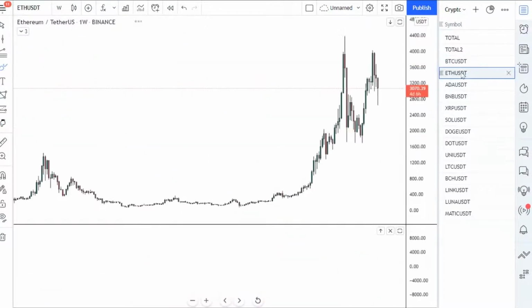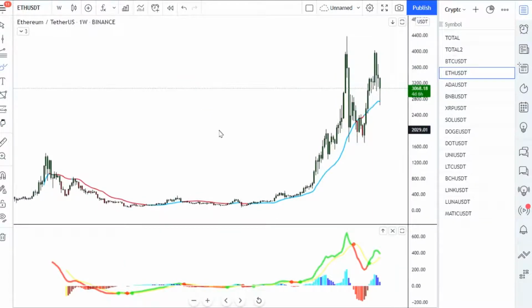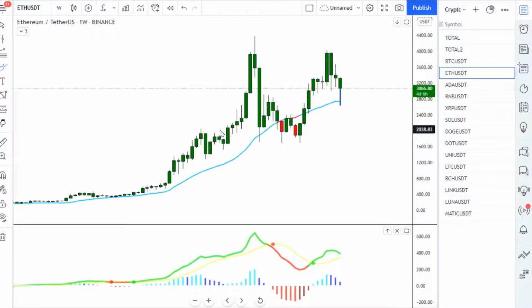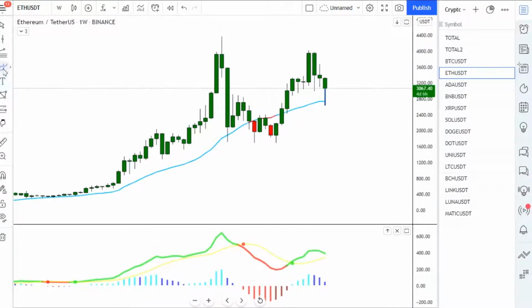Anyway, we'll go to ETH. In the longer time frame, you can see ETH just came down to touch this very supportive moving average and started bouncing back from here. This bounce is going to continue to the upside. Yes, I think so. I think that's going to continue to the upside.